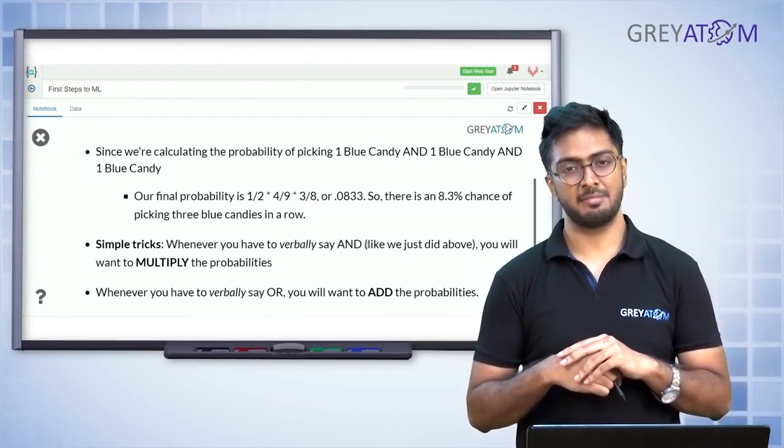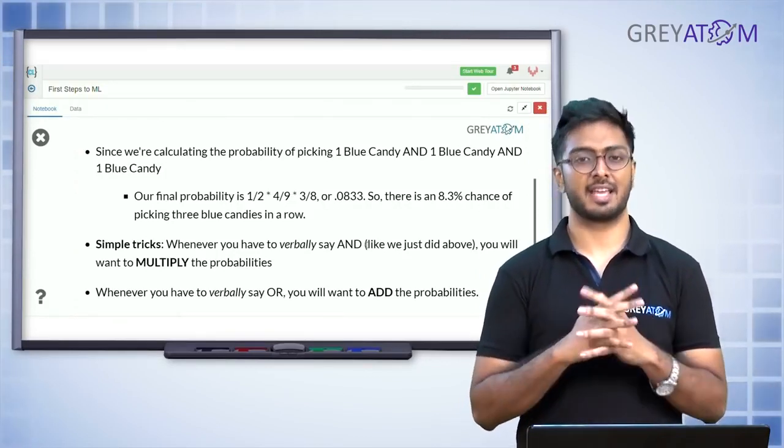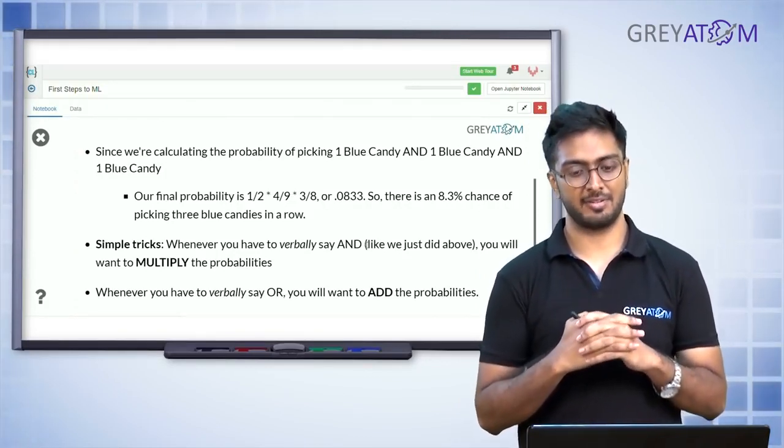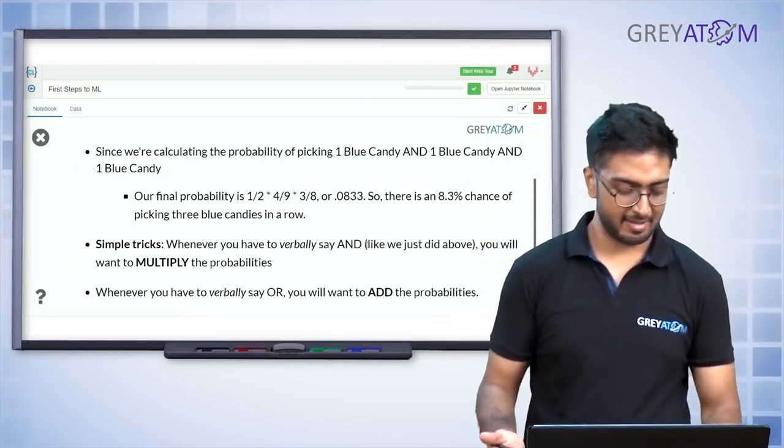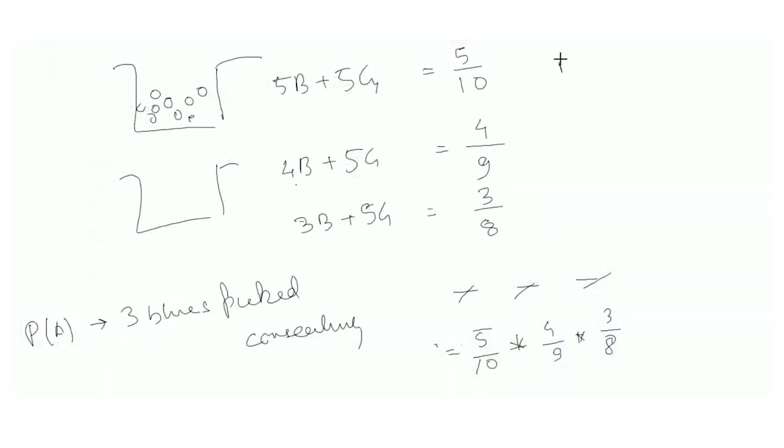And A intersection B, if they're independent events, they can be multiplied. So that's something that you need to remember. Whenever you are saying "and", we have talked about this earlier. So A intersection B is what we mean when we say "and", and when we say A union B, this is OR, right? So A union B is A or B, A intersection B is A and B, right?